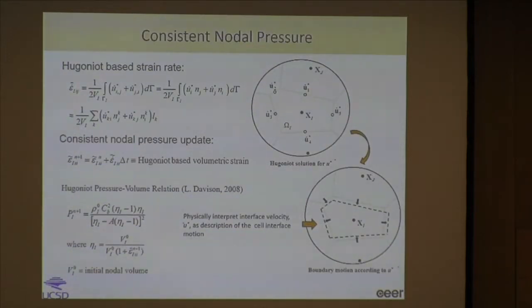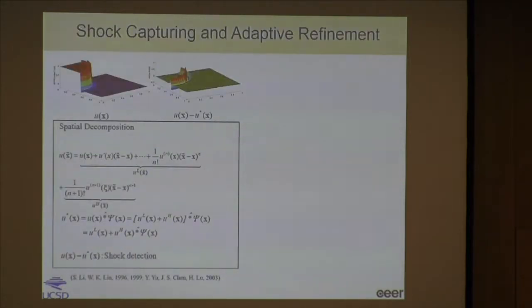Okay, now finally, because I would like to have everything still carried out by the nodal point, from the boundary point, how do I use that information to update the pressure at the nodal point? Again, I start with the velocity that I have just obtained on the cell boundary, and I use that boundary information to compute the strain rate, and then we integrate the strain rate to get the strain, and bring the strain into the pressure-volume Hugoniot, and from there I update the nodal pressure. So everything, in fact, is straightforward.